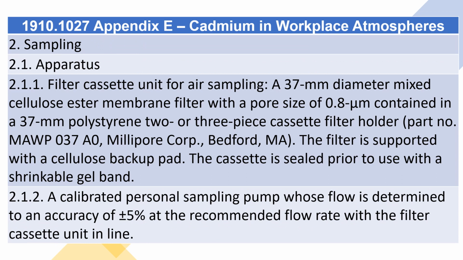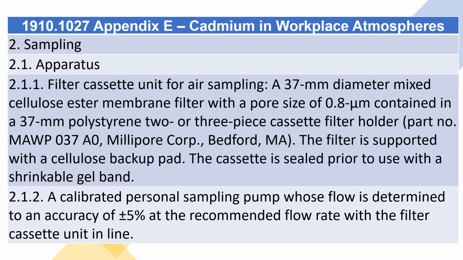2. Sampling. 2.1. Apparatus. 2.1.1. Filter cassette unit for air sampling. A 37 mm diameter mixed cellulose ester membrane filter with a pore size of 0.8 µm contained in a 37 mm polystyrene 2 or 3-piece cassette filter holder. Part No. MAWP 037A0, Millipore Corporation, Bedford, Massachusetts. The filter is supported with a cellulose backup pad. The cassette is sealed prior to use with a shrinkable gel band.